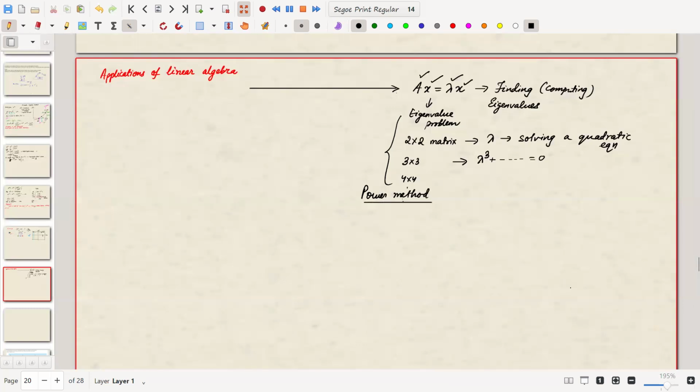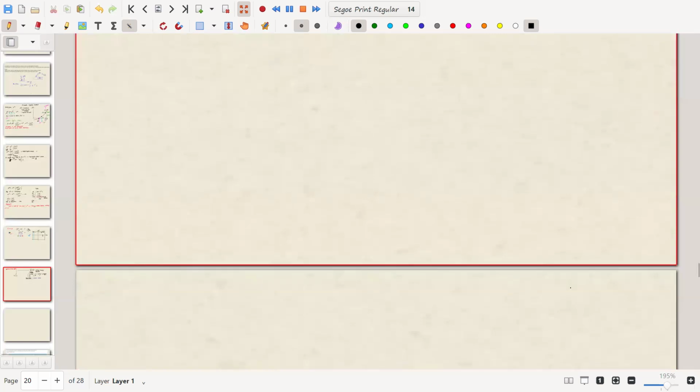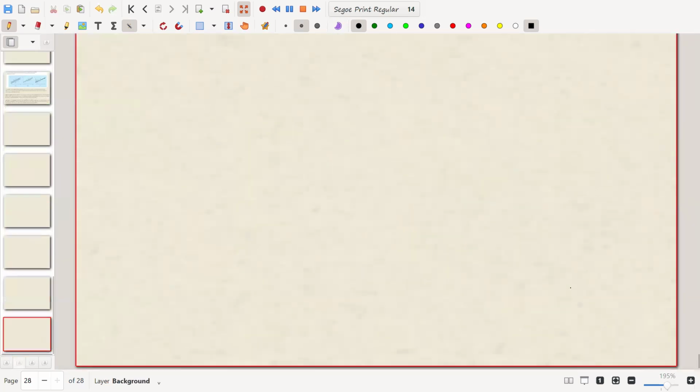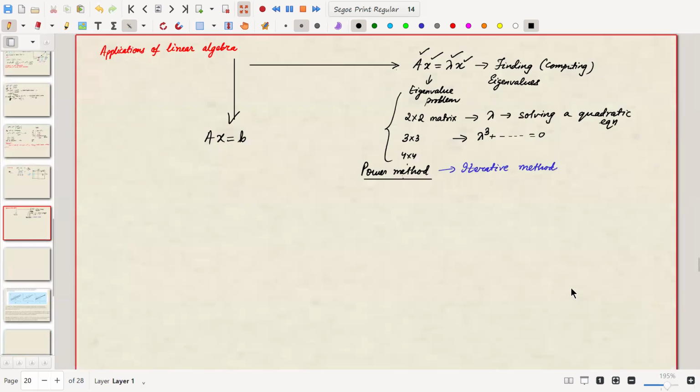Power method is again an iterative method that we will learn in this course. What else will we be learning in this course? Another approach is equations of the form Ax equals B.